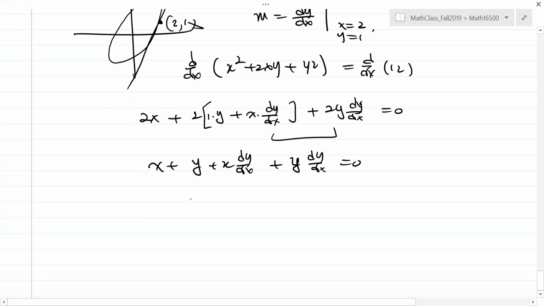All right, so those two terms give you, let's double check.